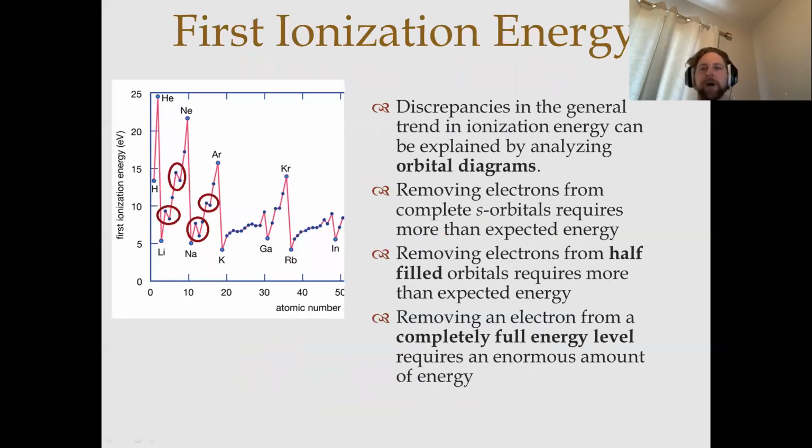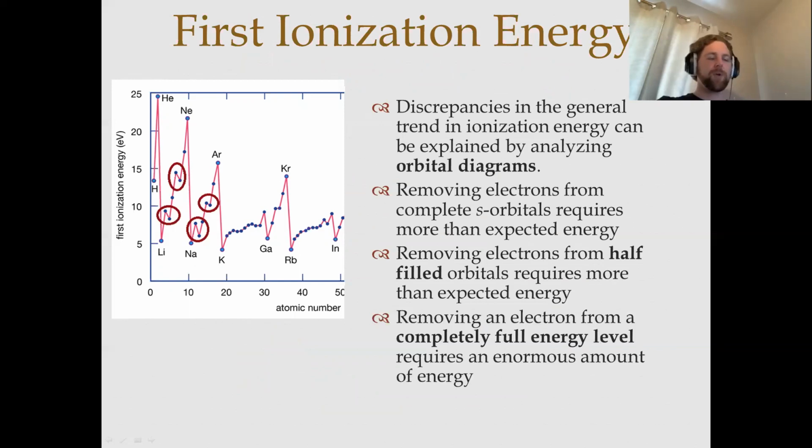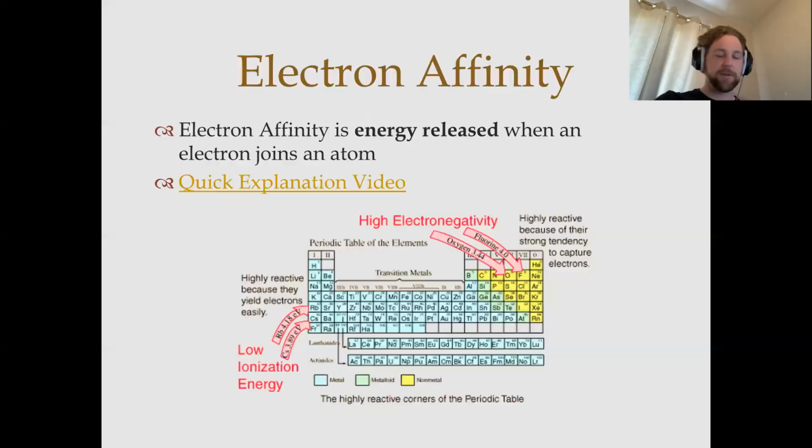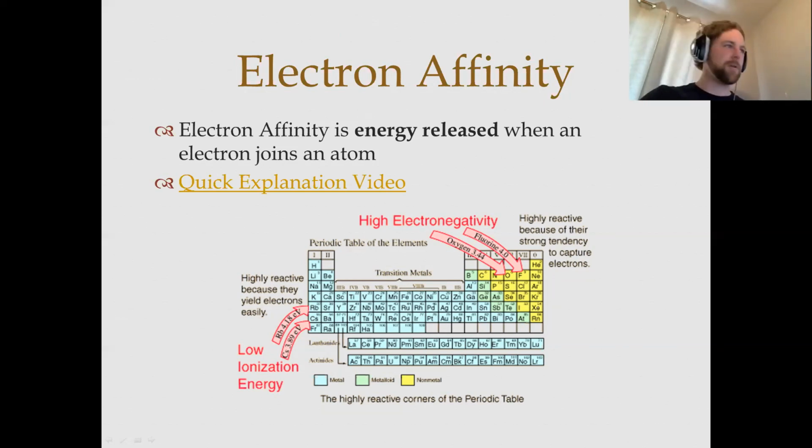So ionization energy and electron affinity are often described as opposites of each other. If ionization energy is the energy required for an electron to leave, then electron affinity is extra energy released when an electron joins an atom. So there's a video I found that explains this reasonably well with some animations. So I linked this as well, so feel free to pop up the PowerPoint and watch this 2-minute clip.